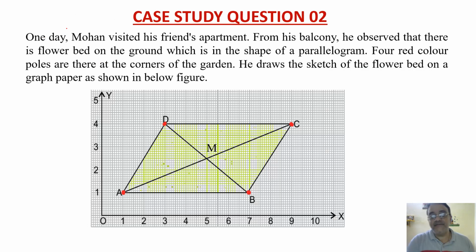One day, Mohan visited his friend's apartment. From his balcony, he observed that there is a flower bed on the ground, which is in the shape of a parallelogram. 4 red color poles are there at the corner. These are the corners, okay, A, B, C, D. Red poles. Now, he draws a sketch of the flower bed on a graph paper as shown in below figure. Now, based on this, few questions are there. So, let us start the question.